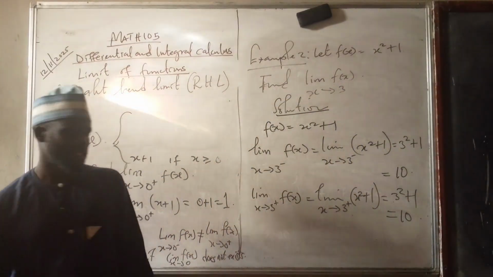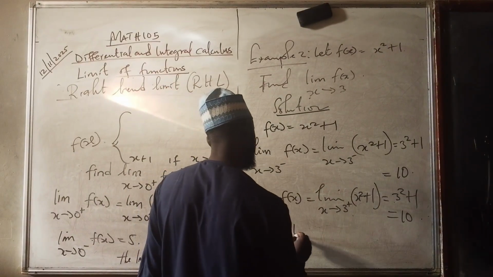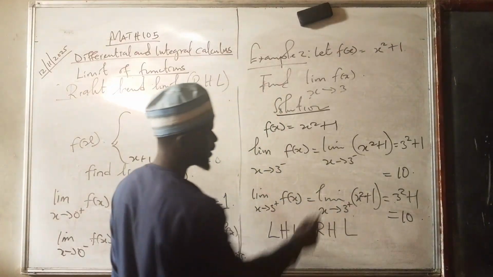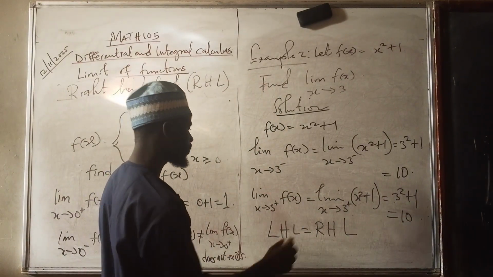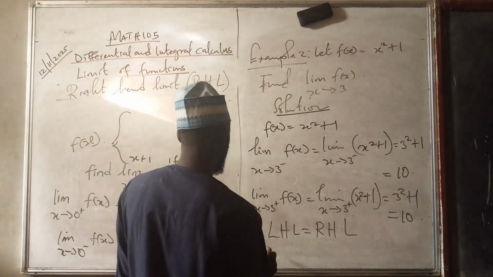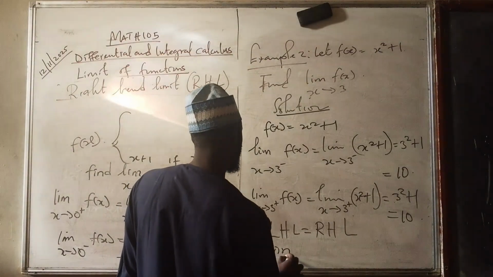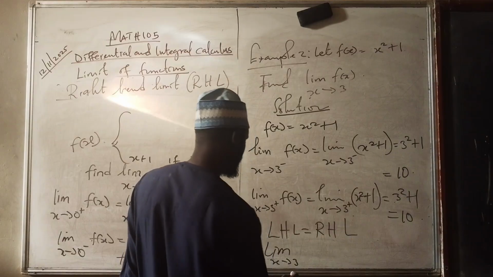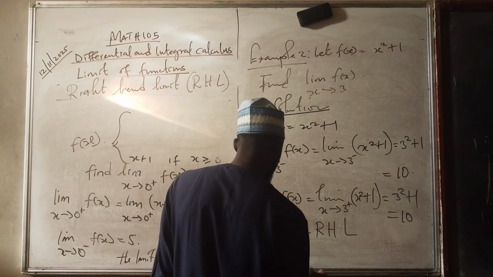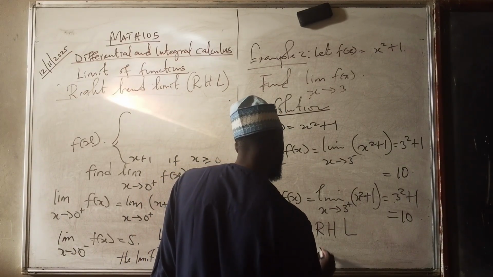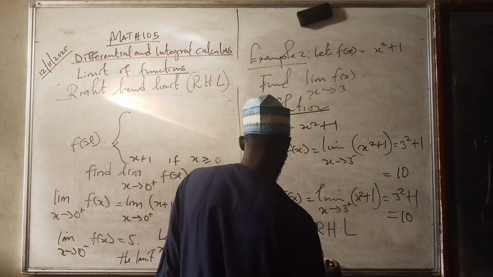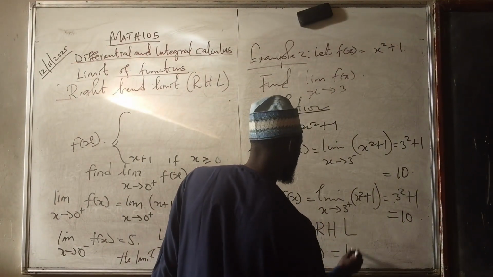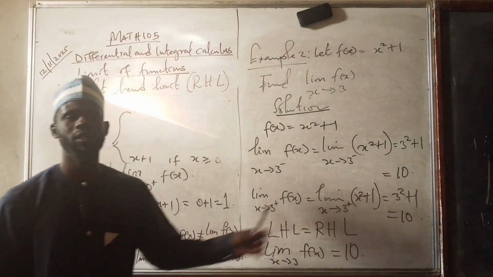So we see that the left-hand limit is equal to the right-hand limit at 3. And therefore, we conclude that the limit as x tends to 3 of f of x is equal to 10. The limit exists and it's equal to 10.